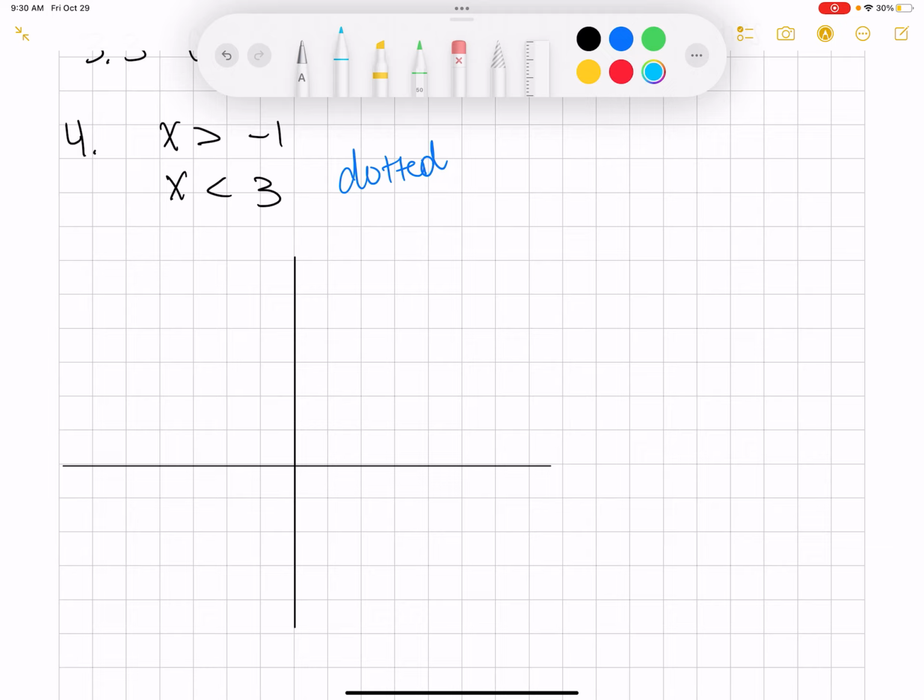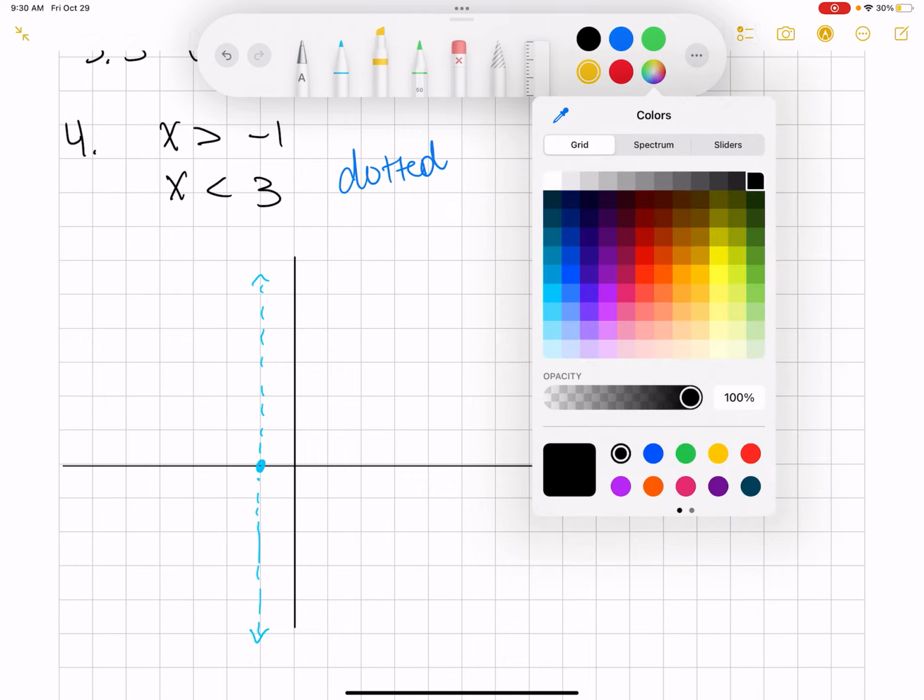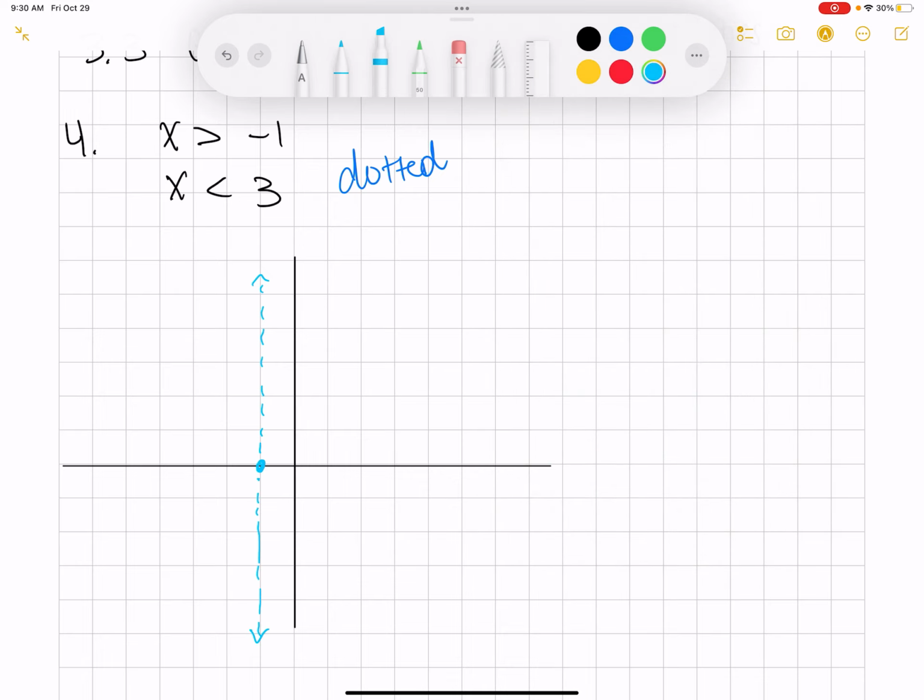All right. So, x greater than -1. So, where does that go? It goes on -1. Good job. Then what direction do I shade? To the right.